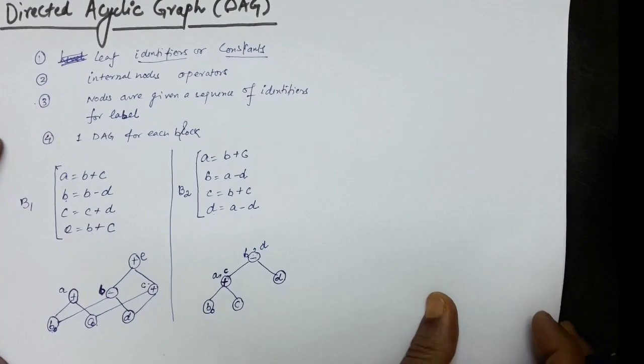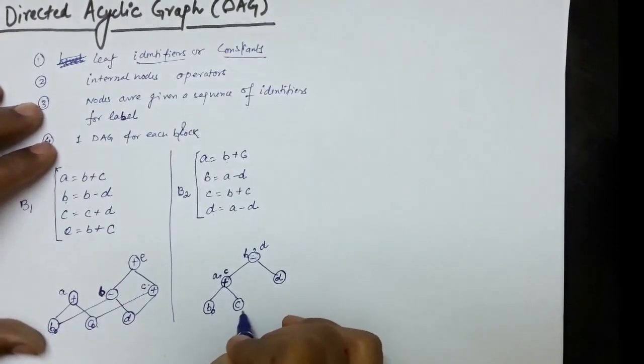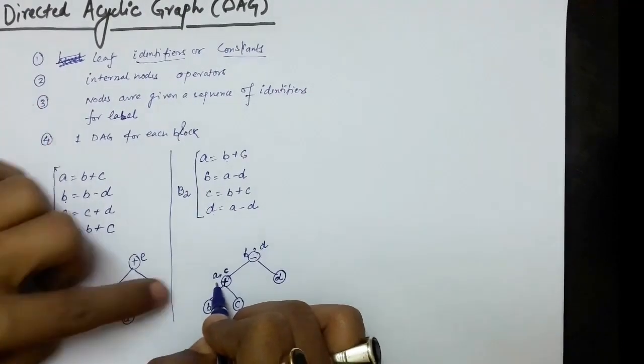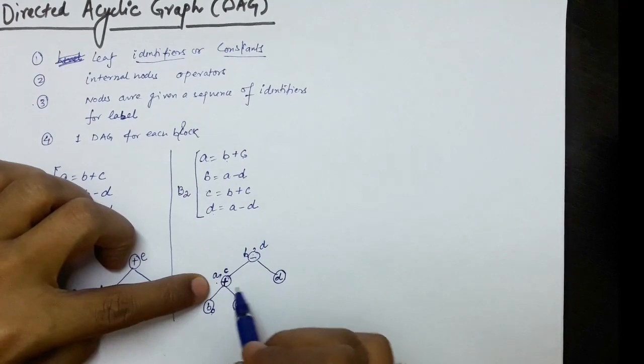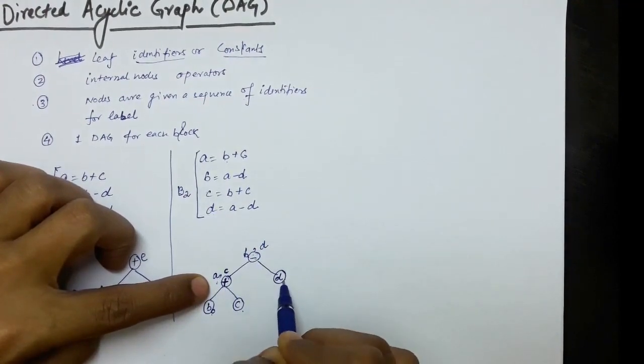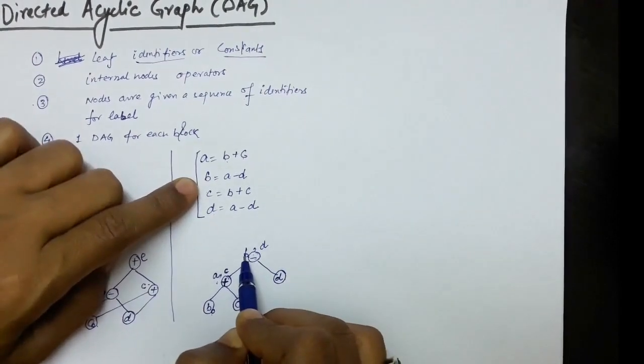So if you see this once again, what has actually happened: first we have performed B plus C. So B and C were added and the result was stored in A. So this label is A. The next operation is A minus D. So A is here, the minus operation is here, and D we are taking as a new one. So A minus D is performed and the result is saved in B.